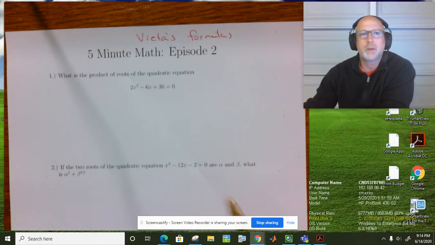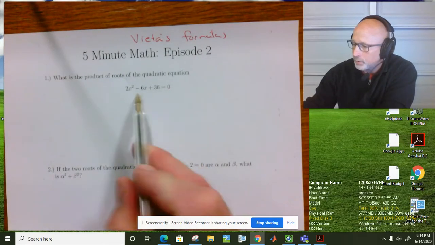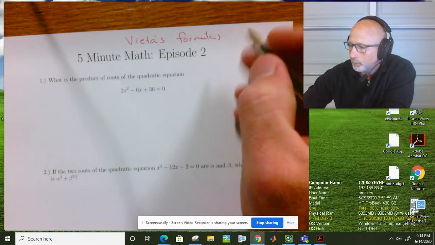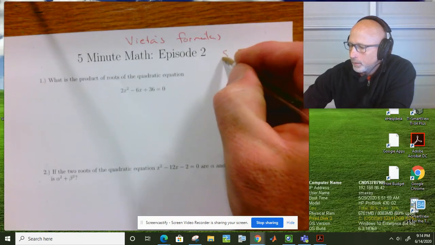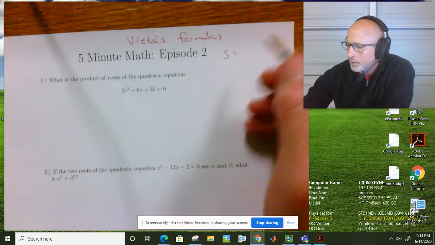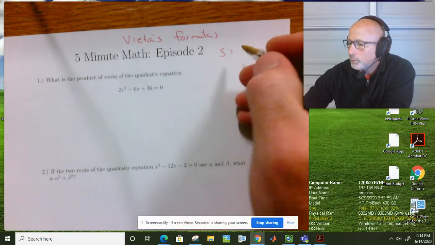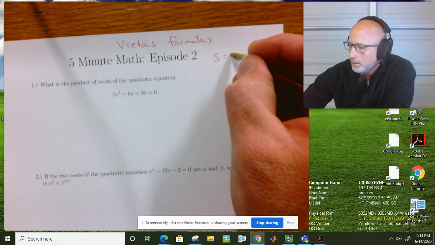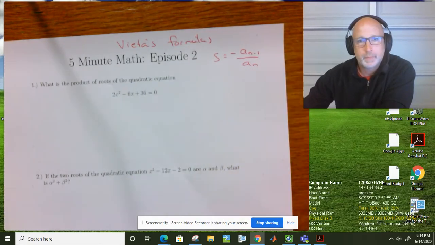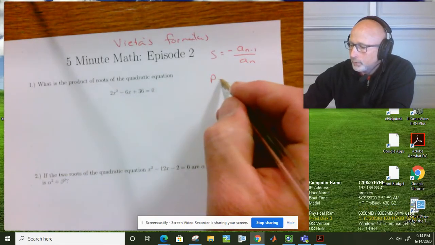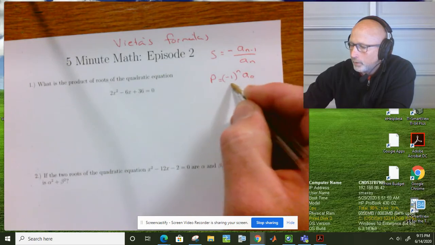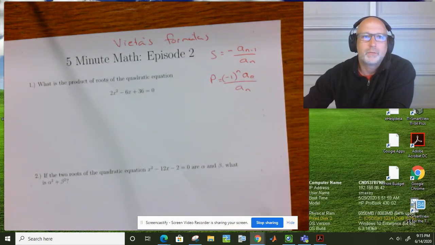Okay, so the first question we're going to get to is what is the product of the roots of the quadratic equation? What we know, by Vieta's formula, is two things. We know that the sum of the roots, and here you should know that there are two different roots, because of the fundamental theorem of algebra, is going to be equal to negative a of n minus 1 all over a of n. And I know the product of the roots is going to be equal to negative 1 to the power of n, a naught all over a n. And you simply have to have those formulas memorized.